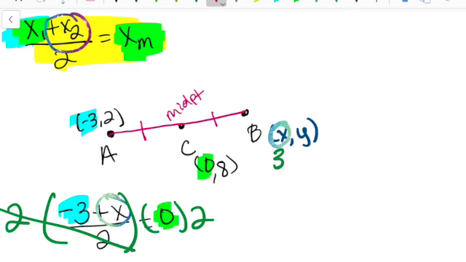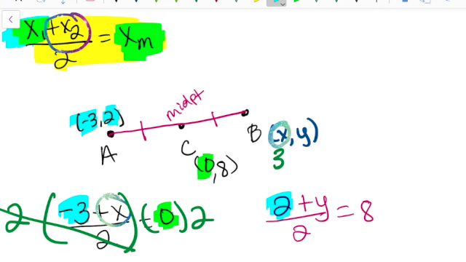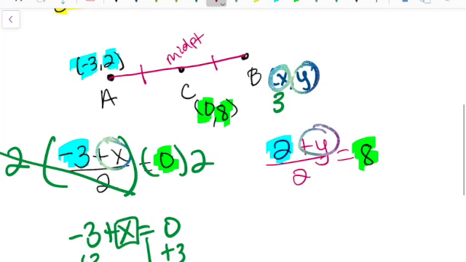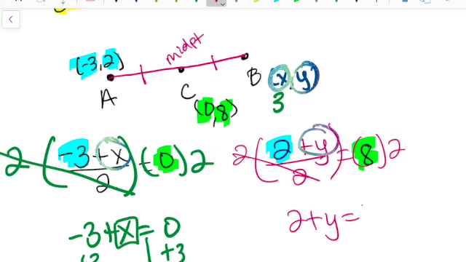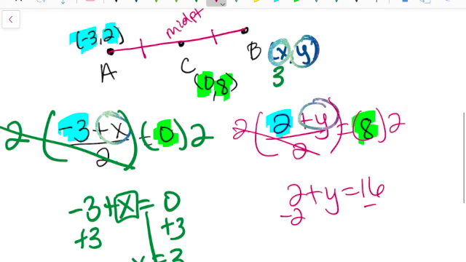So for the y, I'm going to say (2 plus y) over 2 equals 8. Again, this is where I'm getting this from. The y value, y1, I don't know y2. And I do know the y value of the midpoint, which is 8. So again, now I'm going to solve this algebraically. I'm going to multiply by 2 on both sides. 2 over 2 is 1. 2 plus y equals 16. Minus 2 from both sides, y equals 14.